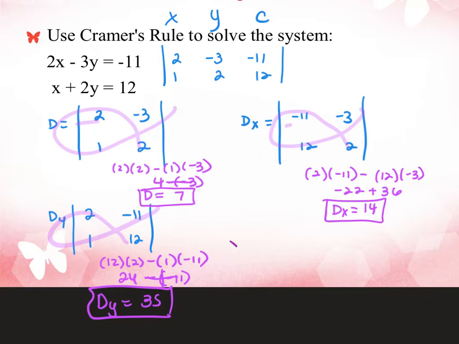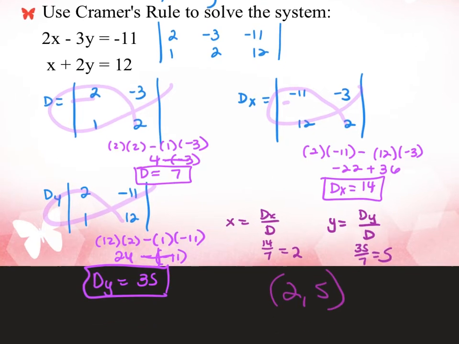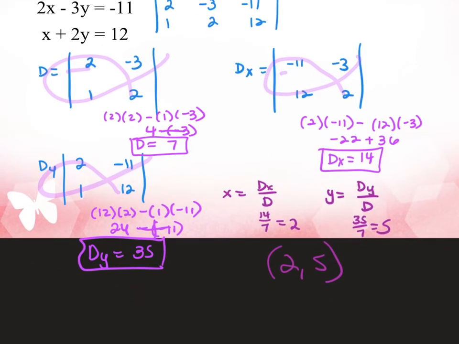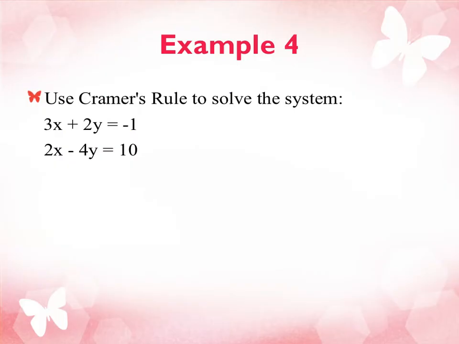All right, so then x would equal d sub x over d, and y is d sub y over d. So this is 14 over 7, which is 2, and this is 35 over 7, which is 5. And your solution is a coordinate point, so it looks like 2, 5. All right, you do it.